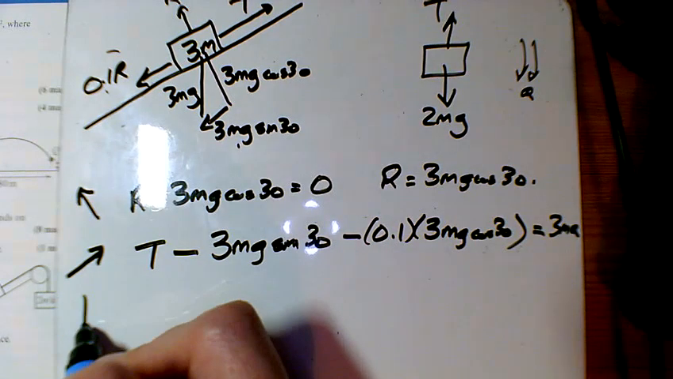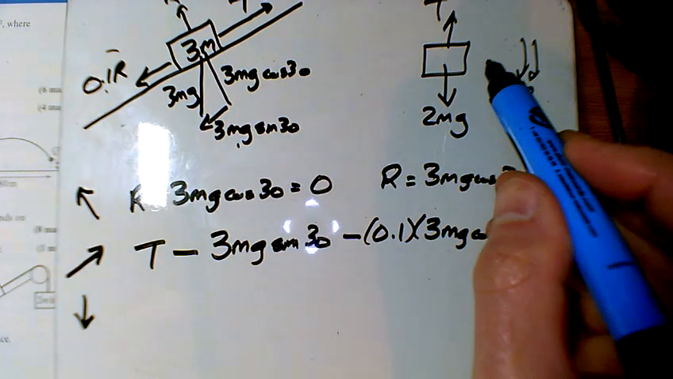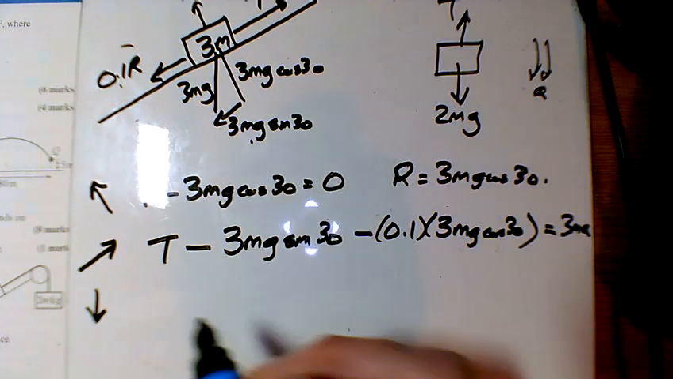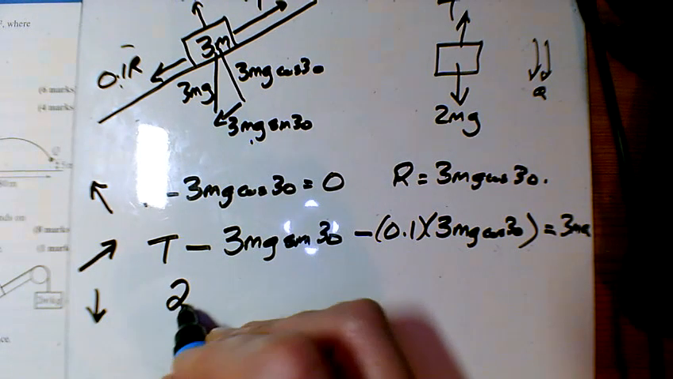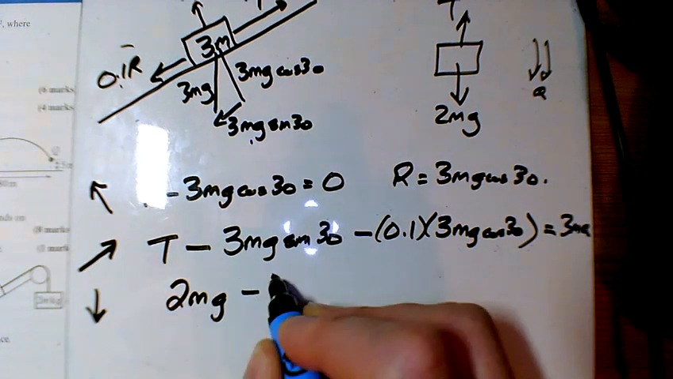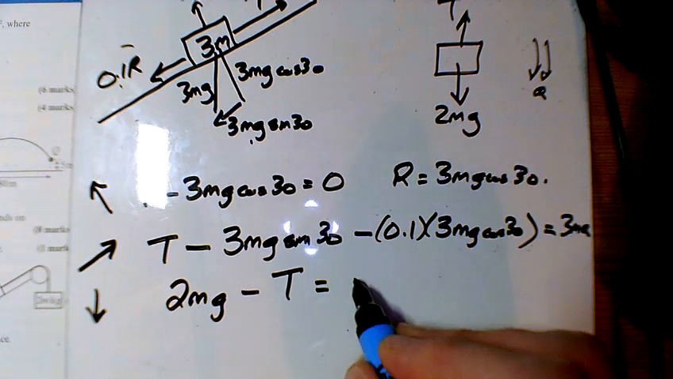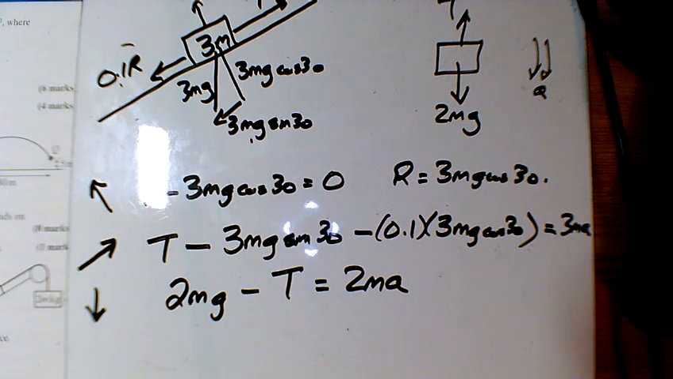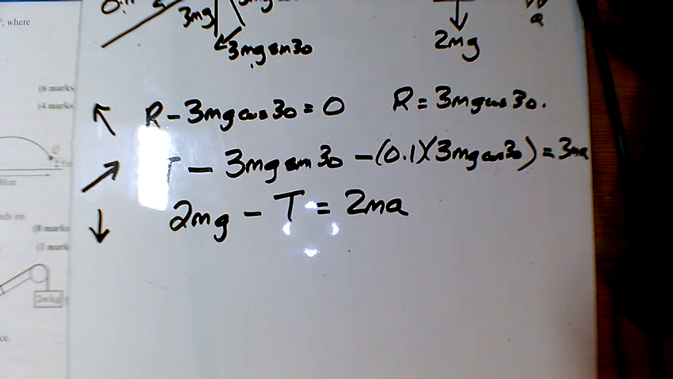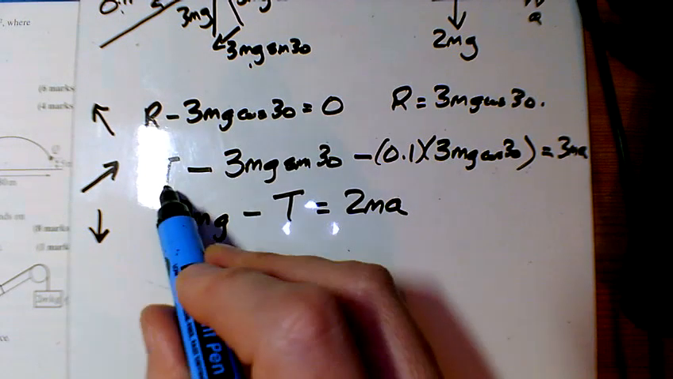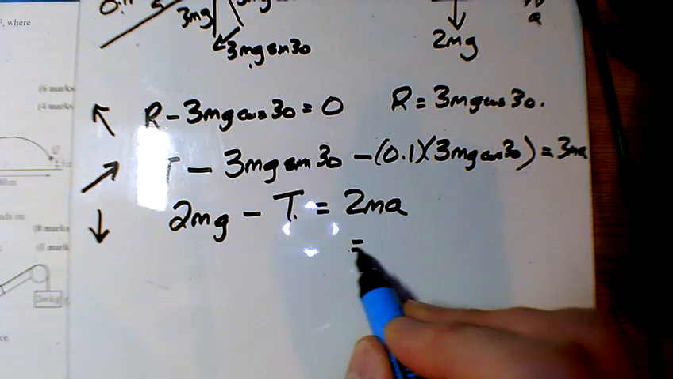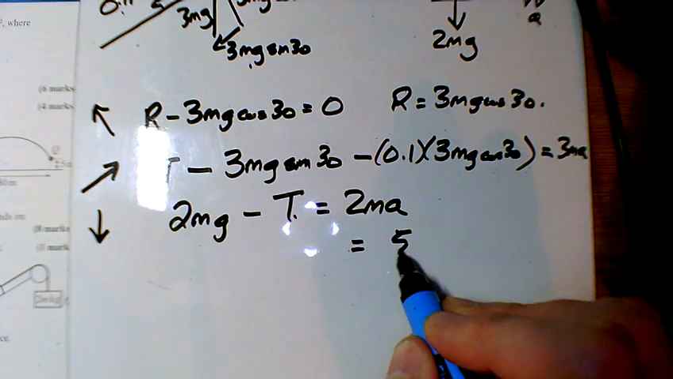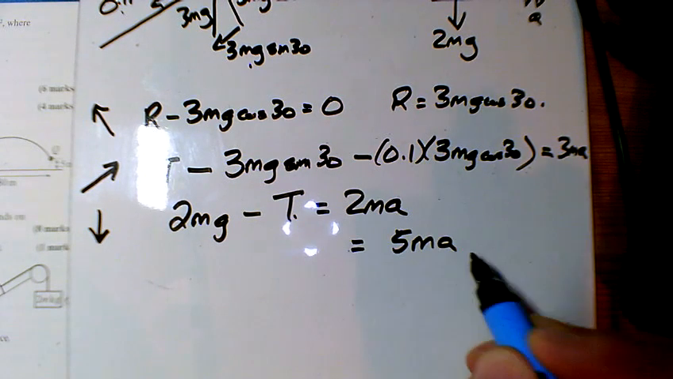Let's also do this part here. So going down at the other part, it's 2mg minus T equals the mass times the acceleration. Usual things, writing them all out. Going to add these two equations together because then the tensions will cancel out, and I'll get on this side here 5ma.